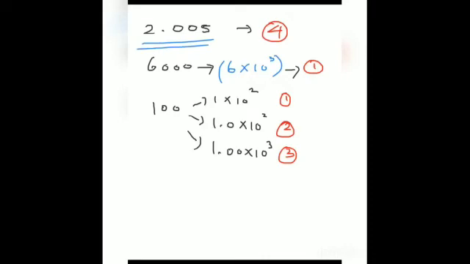The next rule is that terminal zeros are not significant if there is no decimal point. If there is no decimal point, then terminal zeros are not significant. For example, if you write 6,000, it has no decimal point. So it has only 1 significant figure, which is 6.